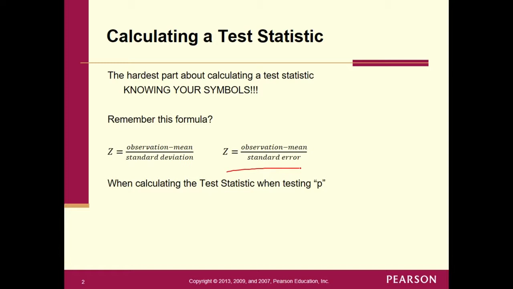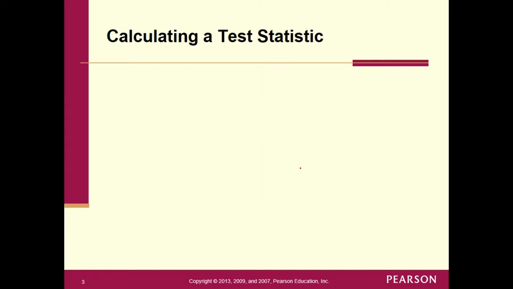When testing the population proportion p, the test statistic will be that. Obviously there's going to be a different formula for mu, but for the population proportion p, it's this one. We'll break down all the little parts here in a moment.